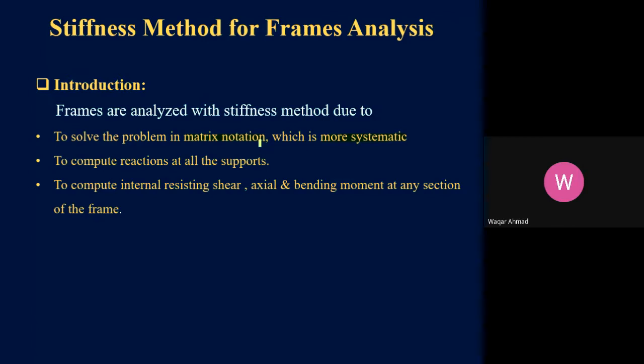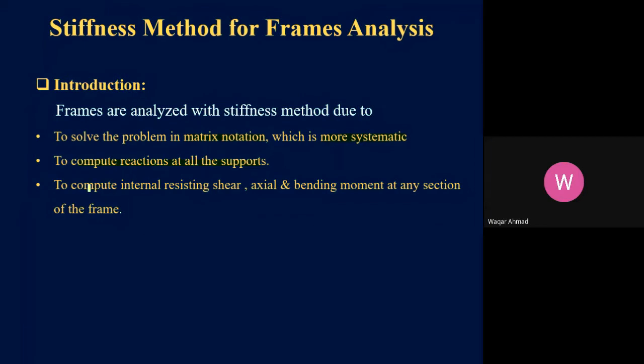Okay. Secondly, the aim of the stiffness method will be to compute reactions at all supports. And this is also one of the very primary aims of any analysis method. If we are using any analysis method, this remains one of the basic aims, that you have to find out the reactions at all the supports.